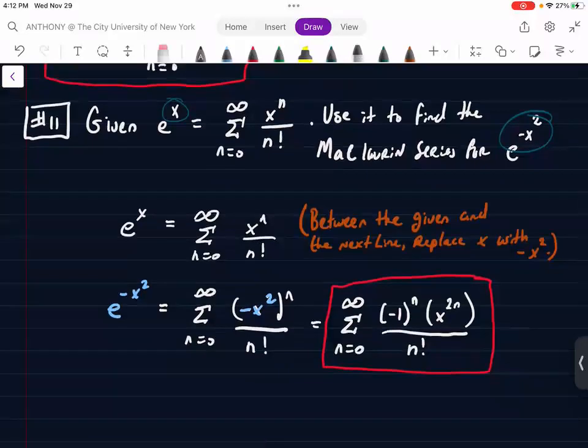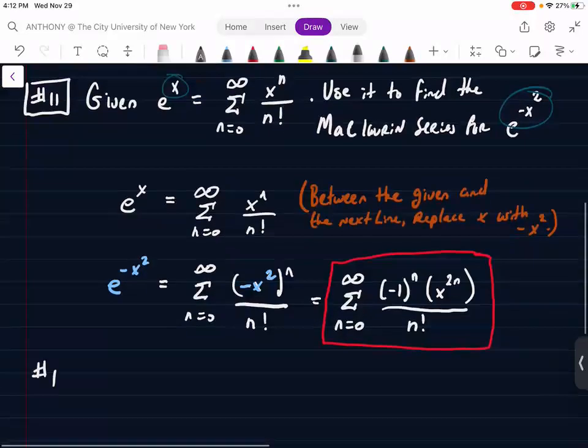And now for your number 12, it says that, okay, oh, somebody asked.